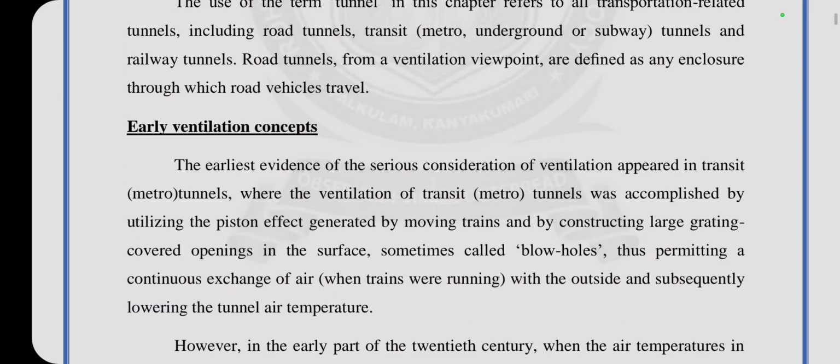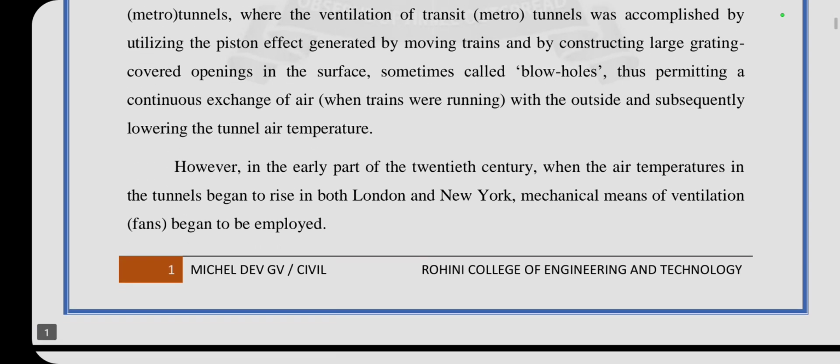Early ventilation concepts. The earliest advanced evidence of serious consideration of ventilation appeared in transit tunnels, where the ventilation of transit tunnels was accomplished by utilizing the piston effect generated by the moving trains and by constructing large grating-covered openings in the surface, sometimes called blowholes, thus permitting the continuous exchange of air with the outside and subsequently lowering the tunnel air temperature.